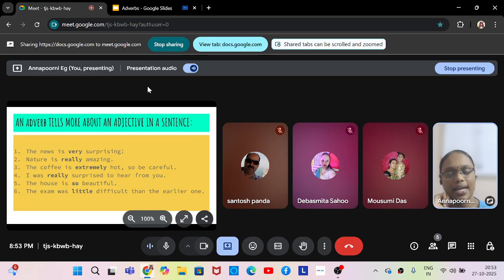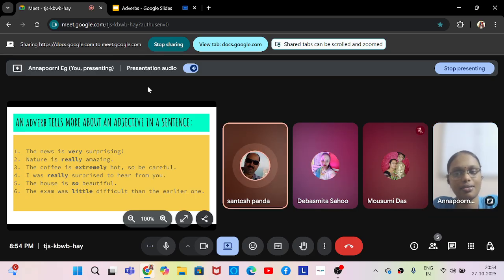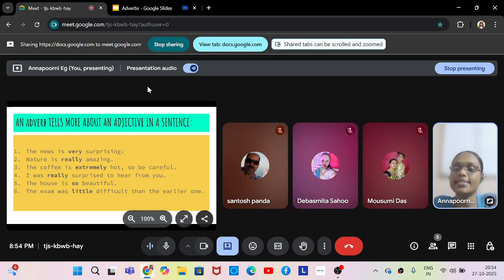So here you can see that I am describing the word news using an adjective first. What is the adjective in this sentence? Can you guess? Adverb is very. Surprising is the adjective. The news is very surprising. I'm describing the news as surprising.